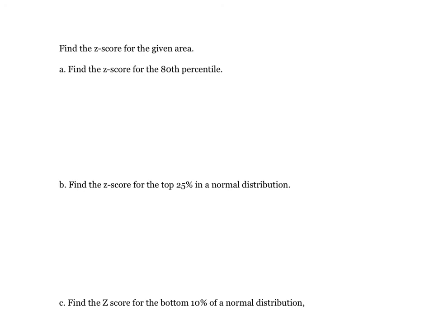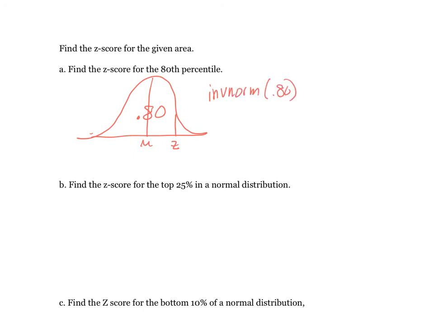So it says find the z-score for the given area. A says find the z-score for the 80th percentile. So again, draw a picture. Okay, the mean's in the middle. The 80th percentile would be over the mean, right? That's 50%. Is the mean. So 80% would be more than that. So I want to look up that. So I would do inverse, and I'm looking up 80% since that's on the left. And my answer would be 0.84.